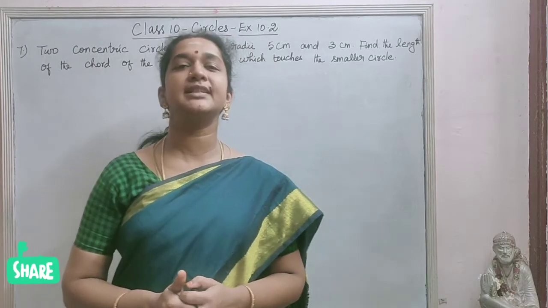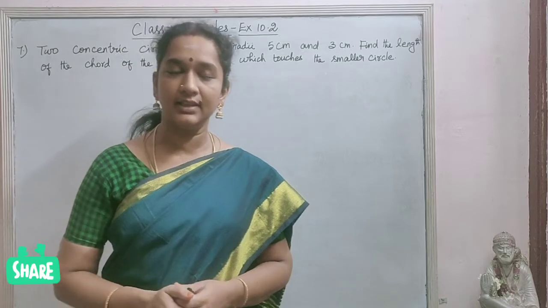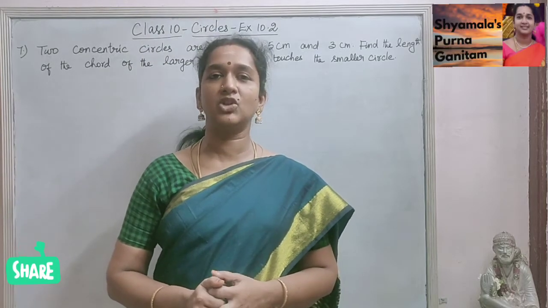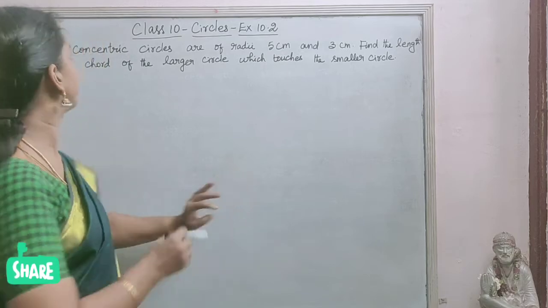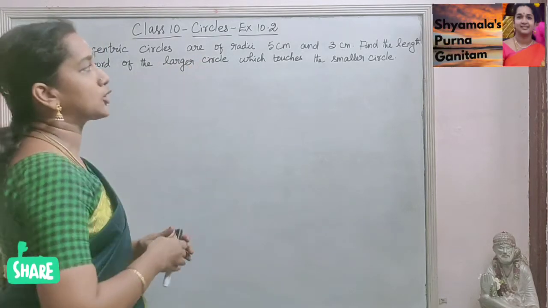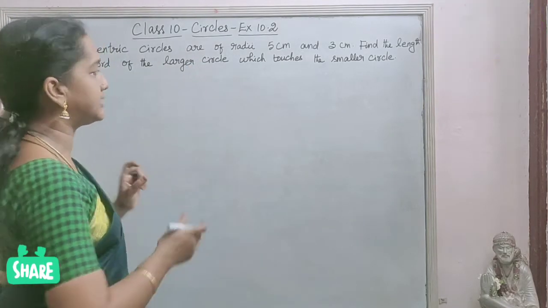Good morning students. In this class I will be doing class 10 CBSE syllabus, 10th chapter, Circles. Second exercise, 10.2. Two concentric circles are of radii 5 cm and 3 cm.